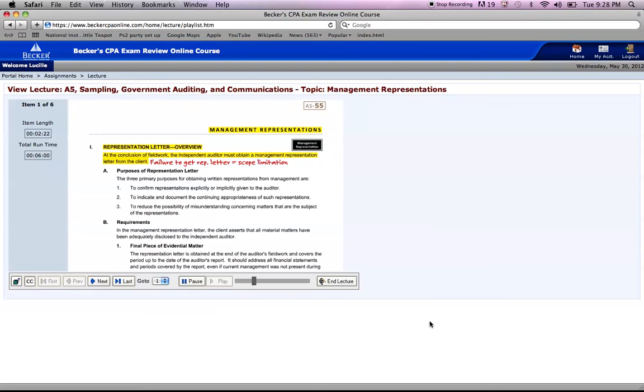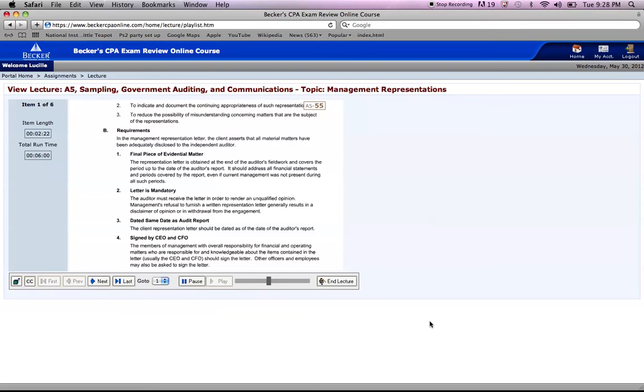Failure to get a rep letter equals scope limitation, which in essence is going to say that you're either going to withdraw or disclaim an opinion. Now the purpose of the rep letter, and there are three, is to confirm representations explicitly and implicitly given to the auditor, to indicate and document the continuing appropriateness of such representations, and to reduce the possibilities of misunderstanding concerning matters. All right, let's go to B, highlight.